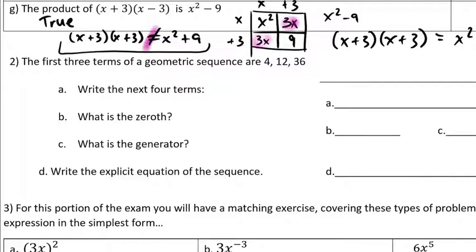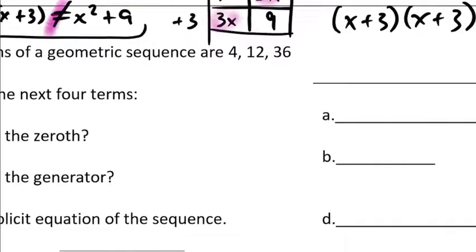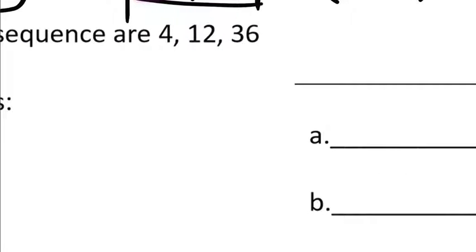So for question 2, we are given the first 3 terms of a geometric sequence. Those given terms are 4, 12, and 36. And we're told this is a geometric sequence, so that means that we don't have a common difference, we have a common ratio. And if I want to know what that ratio is, one thing I can do is take any term and divide it by the term that precedes it.